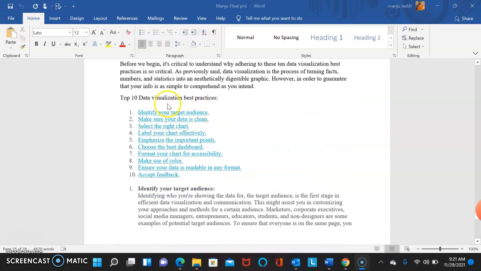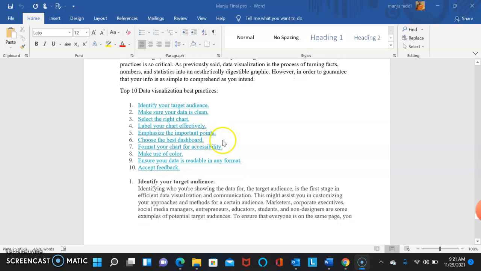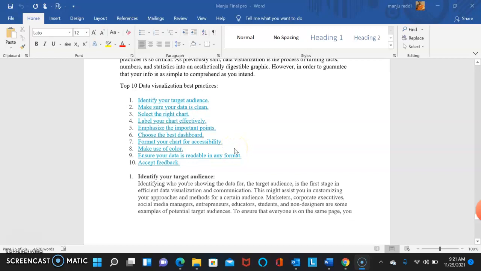Next we are going to learn about data visualization best practices. For best practices, we have to identify the target audience, then make sure the data is clean, then select the right chart, label your chart effectively, and emphasize the important points in it. Then choose the best dashboard, format your chart for accessibility, and make use of color. Ensure your data is readable in any format and accept feedback. So these are the best practices of data visualization.